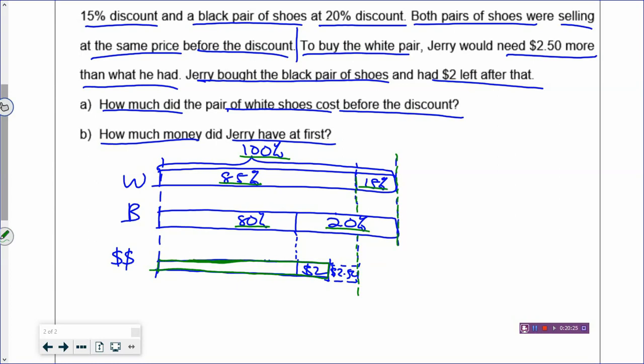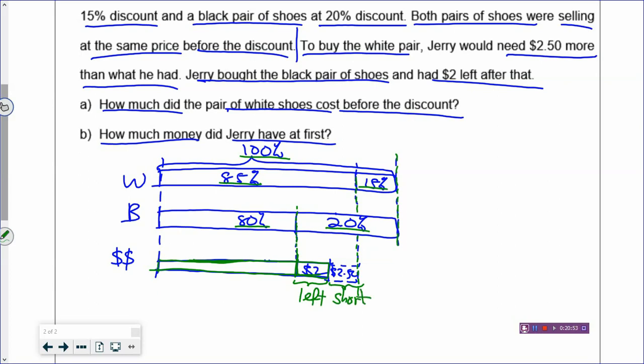But he has enough money to buy the black pair of shoes, because when he buys the black pair of shoes, which is how much after discount, which is here, right? So he has money to buy the black pair of shoes, and after buying, he still has $2 left after that. So can you see the $2? Right? So he has $2 left after that. So this is the leftover, and this is the shortage, or the shorts. He doesn't have this money to buy the white pair of shoes.